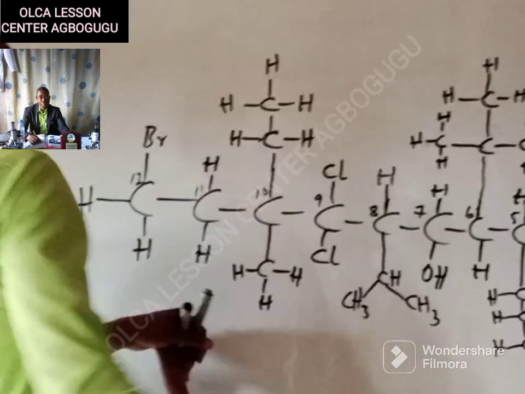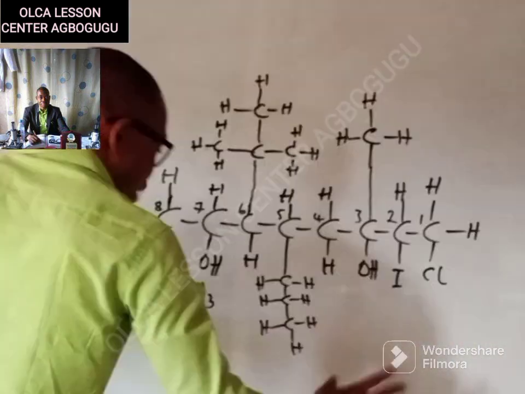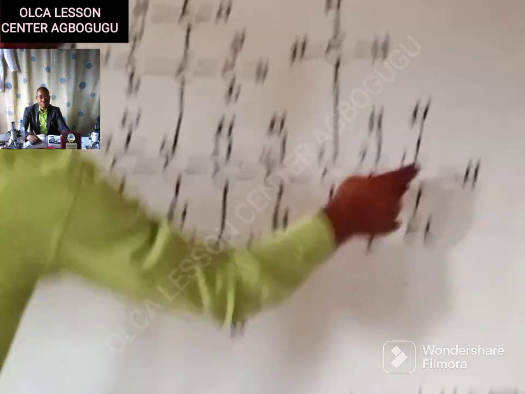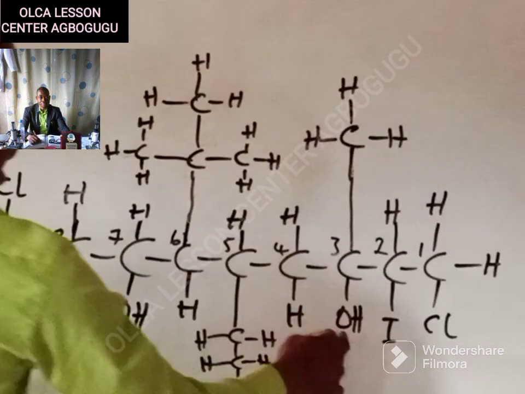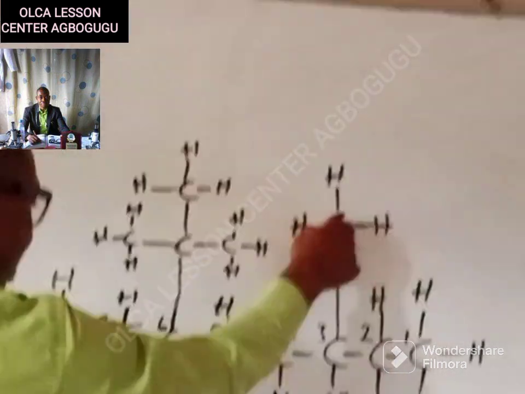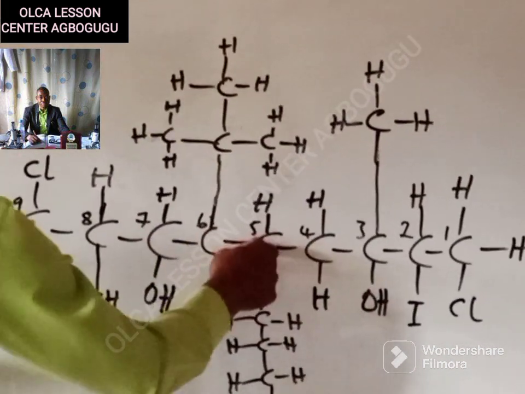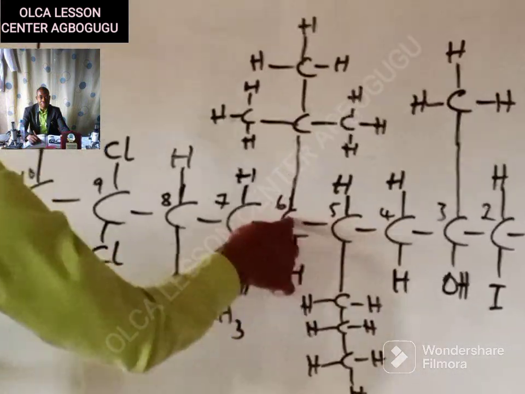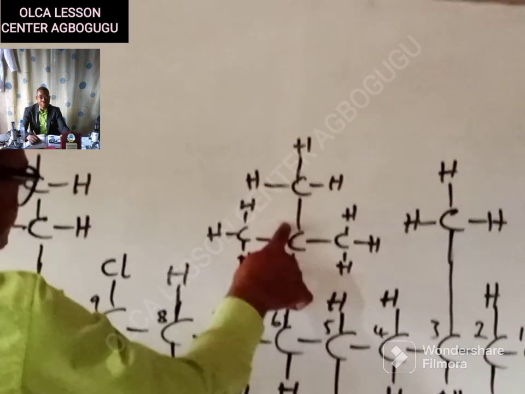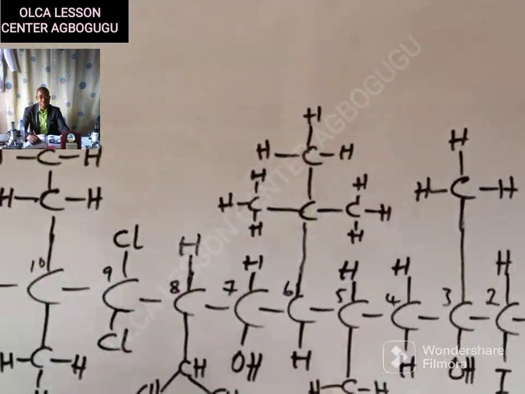Now, for the other substituents: at carbon number 1 we have chlorine, at carbon number 2 we have iodine, and at carbon number 3 we have two substituents, which are the alkanol functional group and methyl. At carbon number 5 we have only propyl as the substituent. At carbon number 6 we have neobutyl, which is the only substituent. At carbon number 7 we have the alkanol functional group.